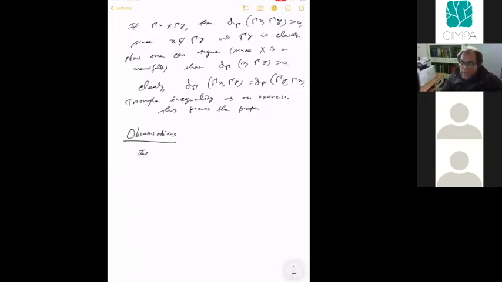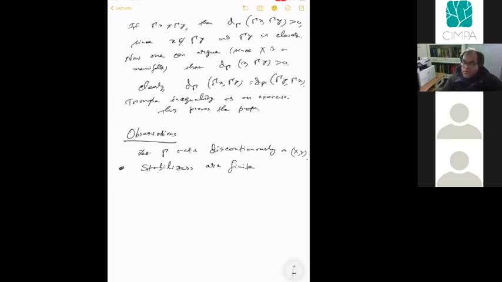Observations. Let Γ act discontinuously on X. Here we have a metric space (X, d). Γ acts properly discontinuously on (X, d). So the first observation is that stabilizers are finite. Why?